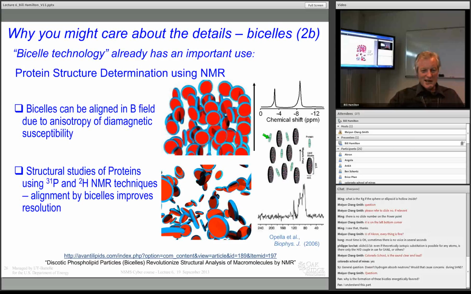Don't anybody ask me about this. This is a technology. It already exists. It's magic as far as I'm concerned. I'm not an NMR expert, but you can look it up.